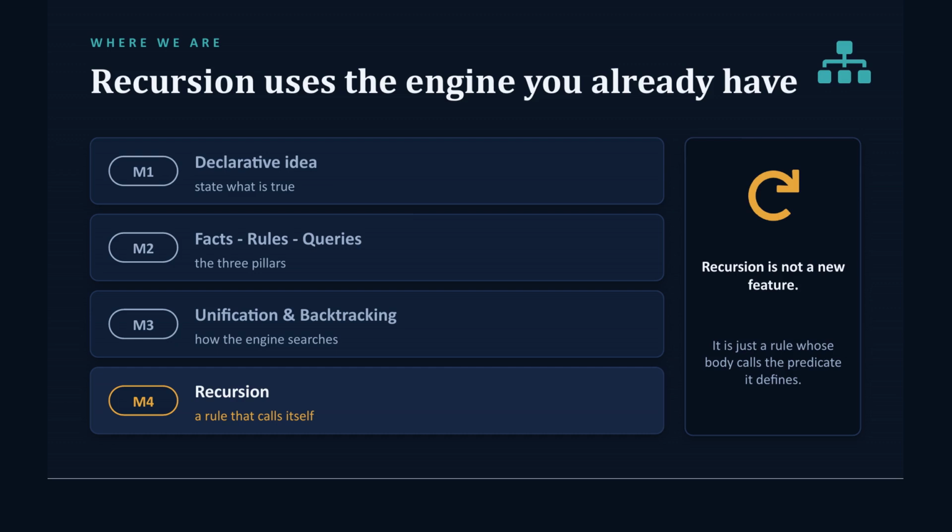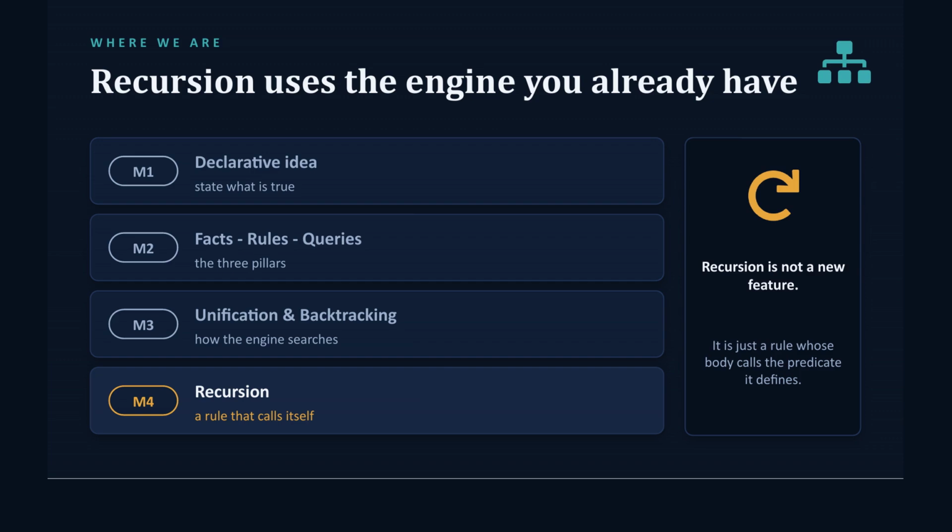Module 1 gave us the declarative idea, state what is true. Module 2 built the three pillars, facts, rules, and queries. Module 3 opened the engine and showed how unification and backtracking search for answers. Today we use that engine to do something new.